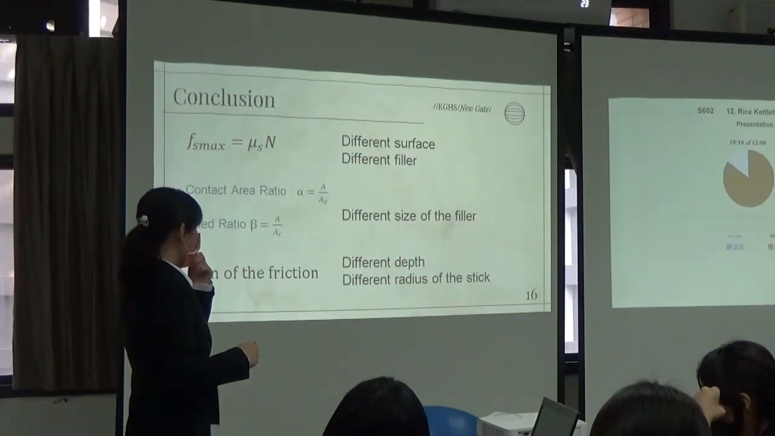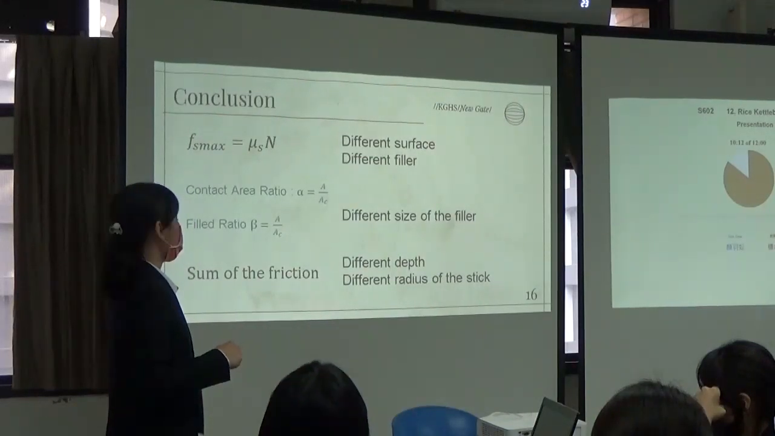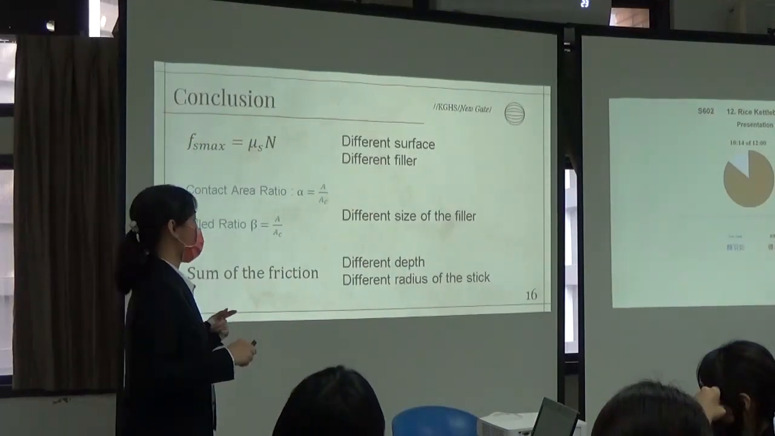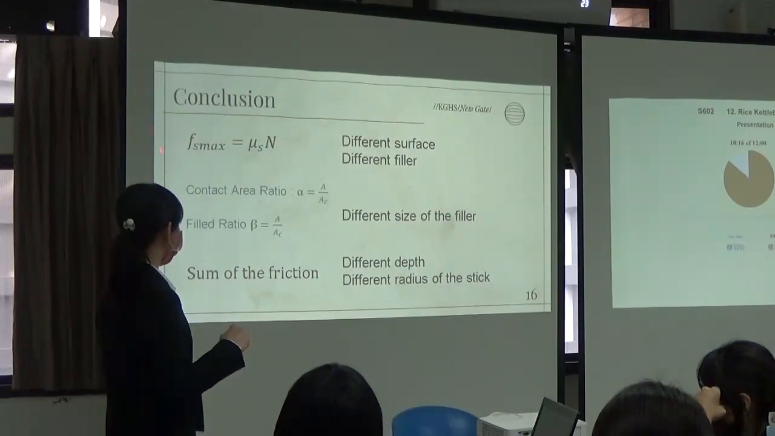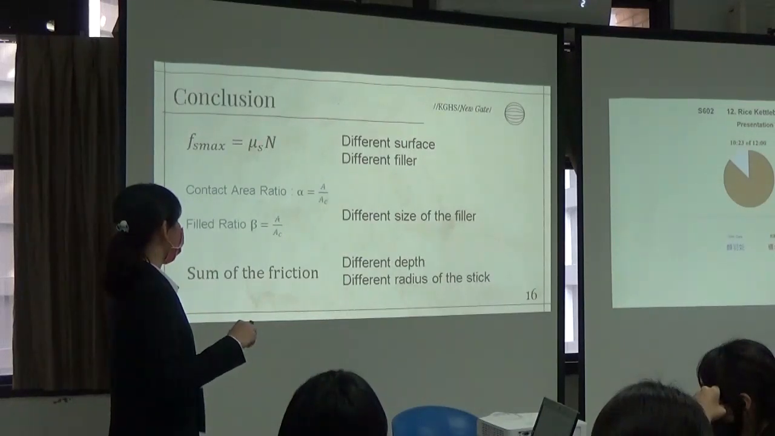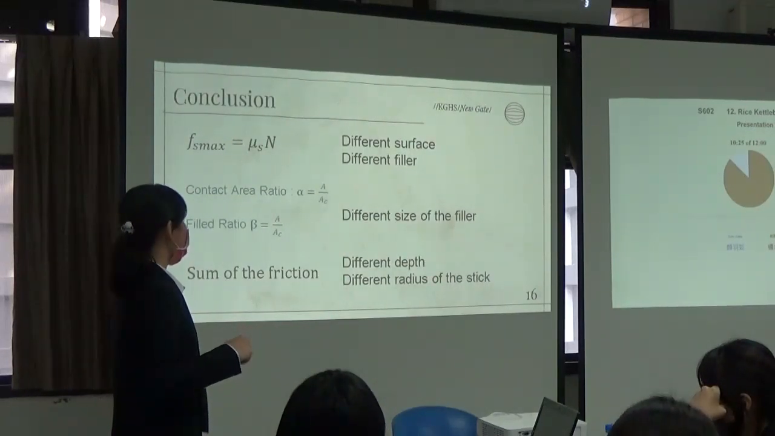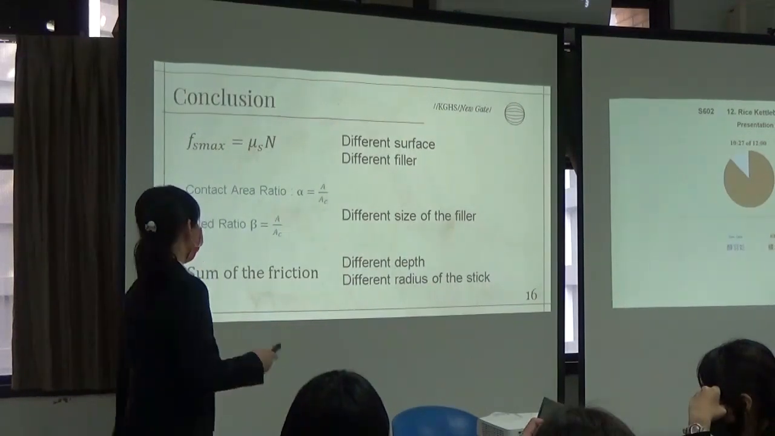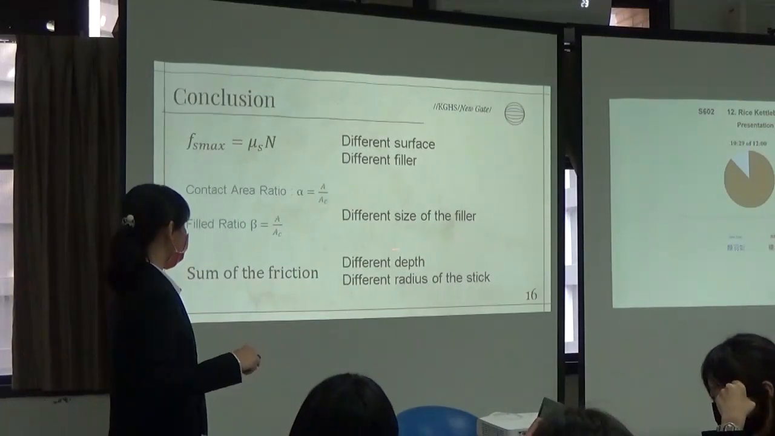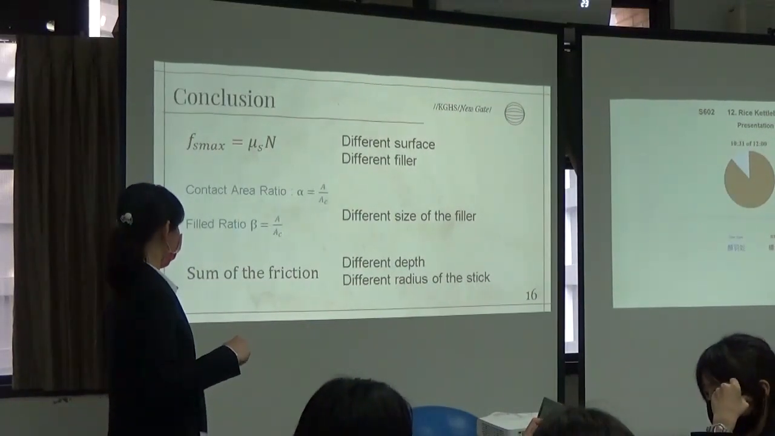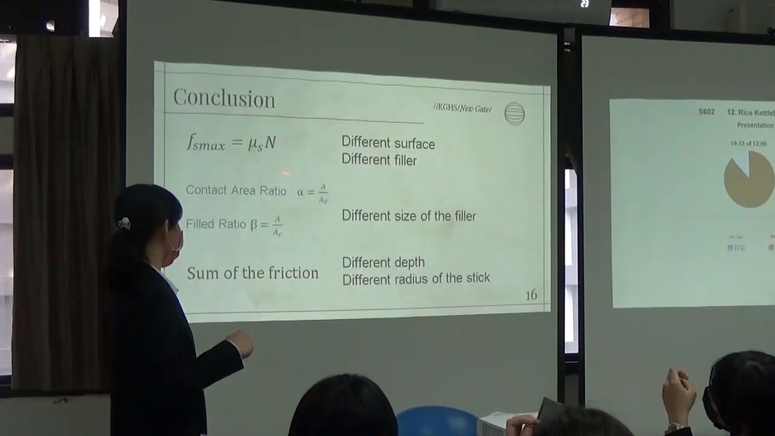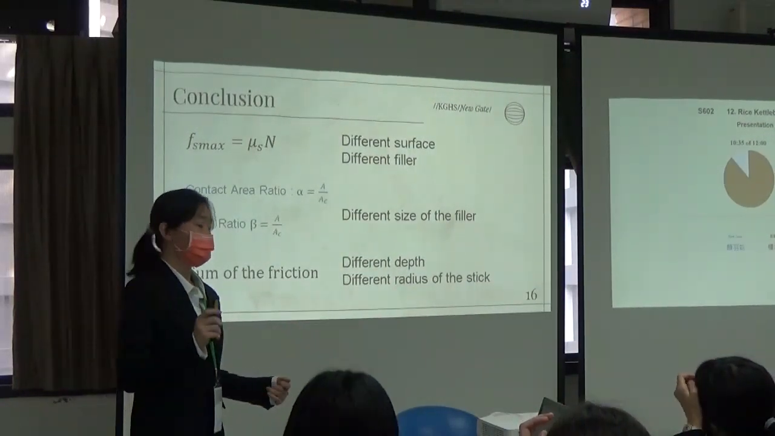And next, here is a review about how our equations and our experiments are related. First, with this equation, we found out that with different surface and different filler, we will have different μs, which proves that this equation is related to our experiments. And the second one is a different size of the filler: with different contact area ratio and different fill ratio, it would also affect our experiments.